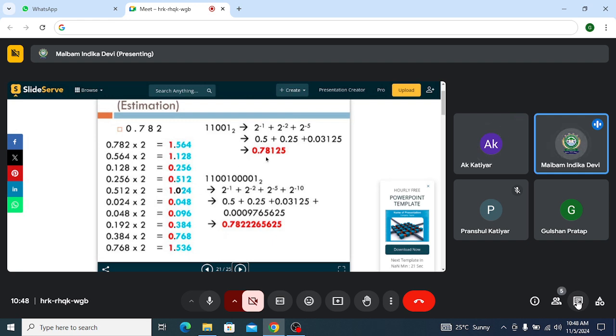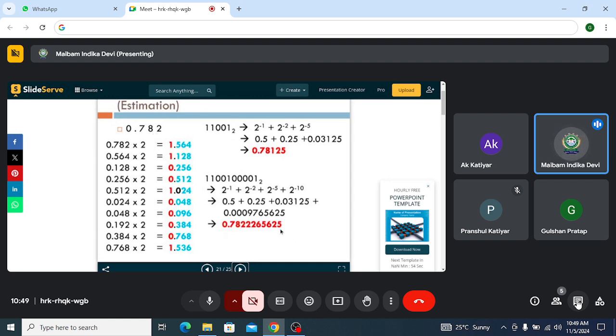Clear? For example, suppose in this 11001, they have taken up to how many precision? 11001, that is 5, right? If it is taken up to only 5 precision, this is the binary equivalent of 0.782. So if you convert this binary equivalent again to decimal, you get 0.78125. This is not the same as this, right?